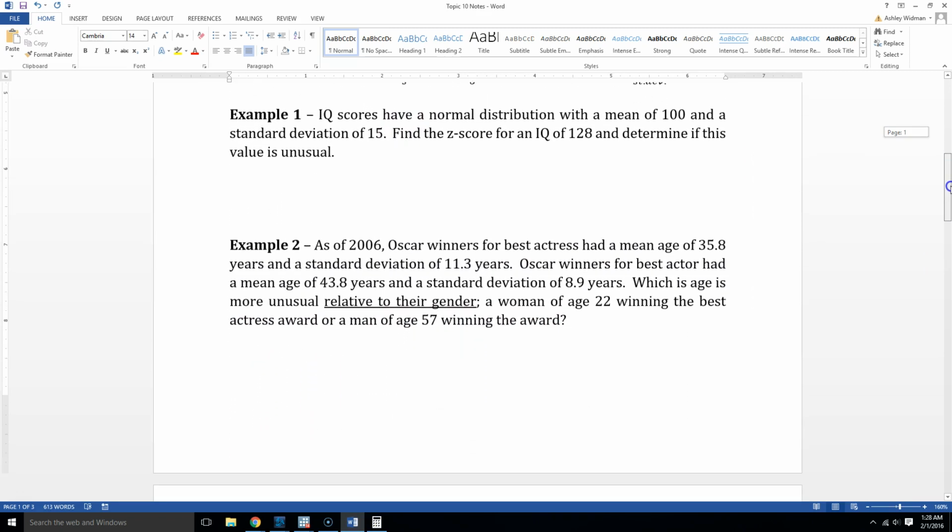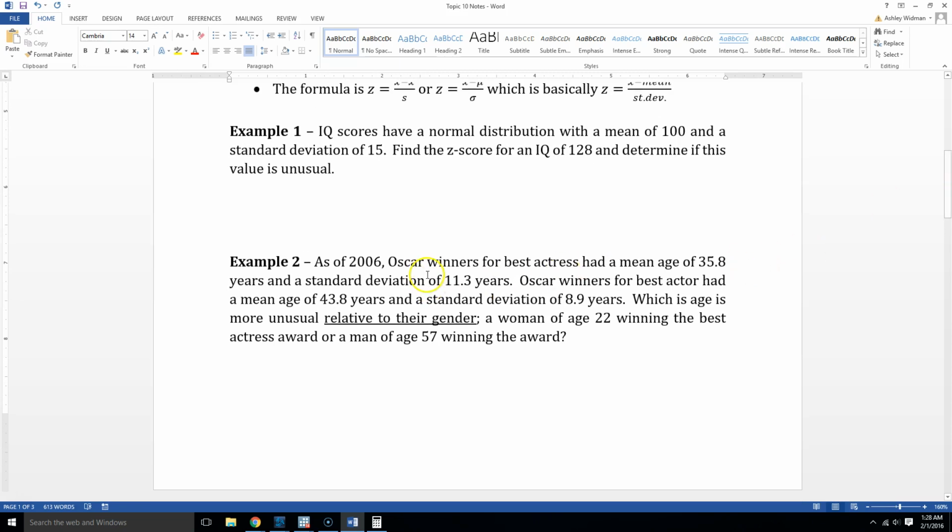So the second example shows a little bit wider of why z-scores are pretty useful. This goes back to the Oscar winners. As of 2006, Oscar winners for Best Actress had a mean age of 35.8 years and a standard deviation of 11.3 years. Oscar winners for Best Actor had a mean age of 43.8 years and a standard deviation of 8.9 years. Which age is better or more unusual relative to their gender?